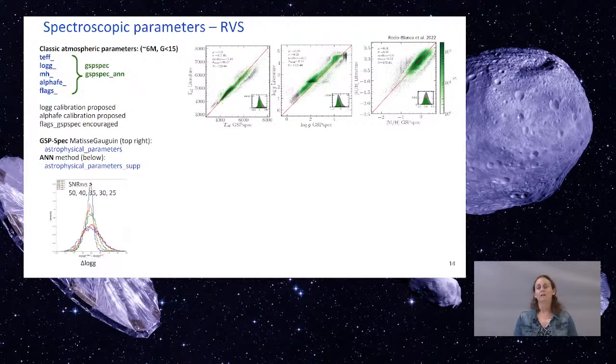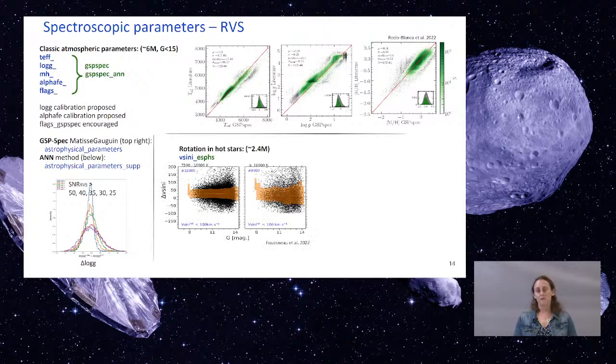In the bottom panel here, I'm just showing a comparison of the surface gravity from the astrophysical parameters subtable. So this is the ANN method, and this is for several different signal-to-noise ratios. And as you can see, as we get to lower signal-to-noise ratio, of course, the dispersion gets a little bit worse. But for the higher signal-to-noise ratio, we also have very good agreement with the literature.